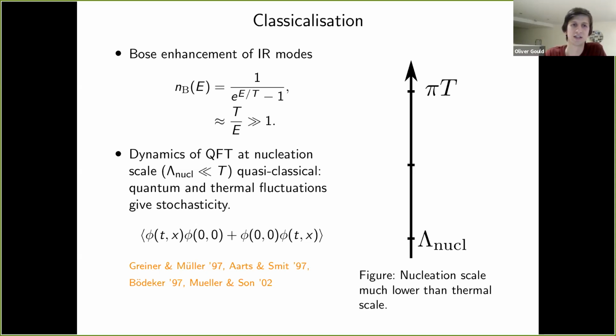And in fact, many authors have looked at this, and the dynamics of the infrared degrees of freedom of quantum field theories is quasi-classical. And so if what I've defined here as the nucleation scale, some kind of energy scale which defines nucleation, some energy scale of the bubbles, is much lower than the temperature, and these are bosonic modes, then we have a chance that classicalization might happen, that these modes might become classical. And then there should be a quasi-classical description where the thermal and the quantum fluctuations give stochasticity.